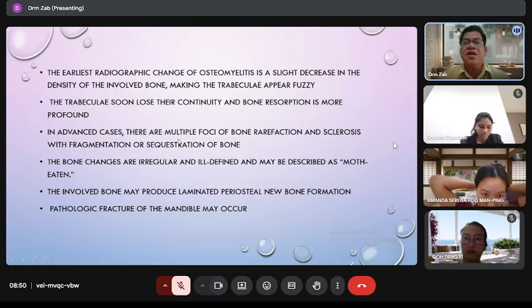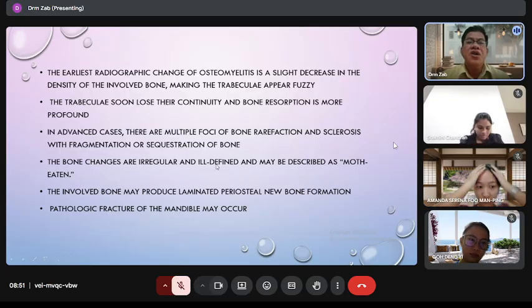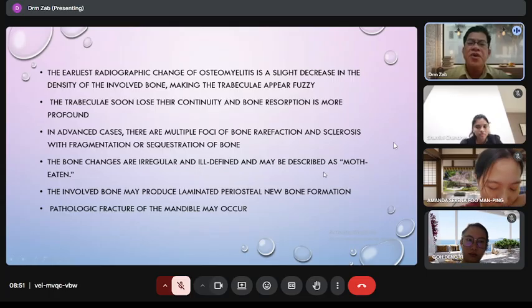Okay, so this basically I've mentioned about sequestrum just now, right? And then radiographically, you will see what we call moth-eaten appearance. Moth-eaten appearance, because this is basically reflecting the changes in the bony trabecular area. So you will see irregular and ill-defined bony margin, and radiographically it will appear as moth-eaten appearance.